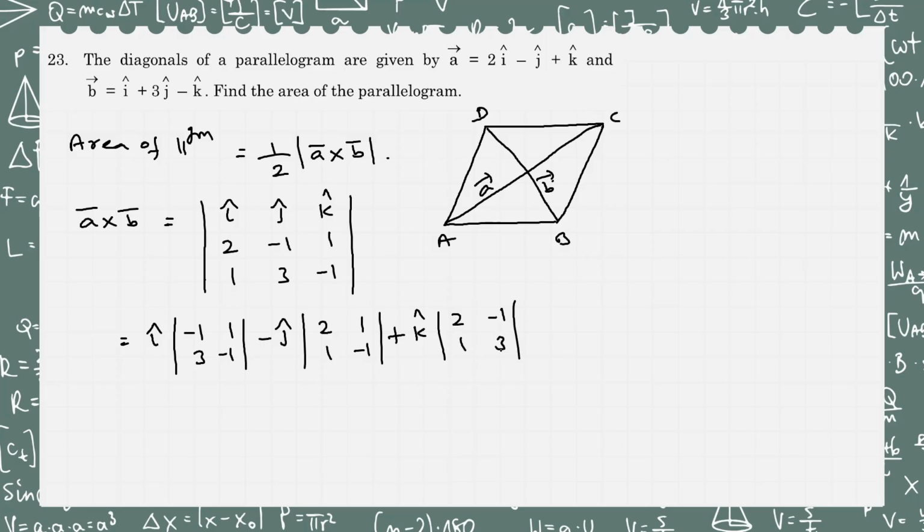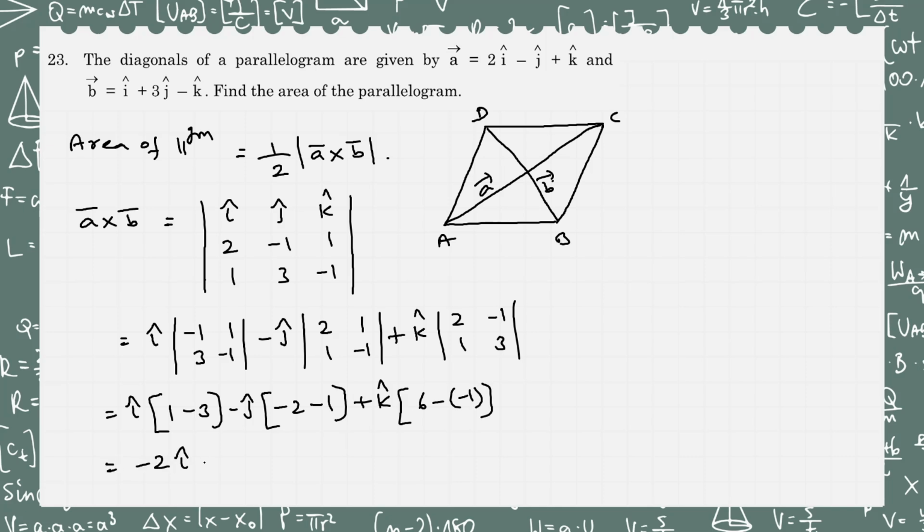So when we simplify, we get i cap into minus 1 into minus 1 plus 1 minus 3 into 1, 3, minus j cap into 2 into minus 1 minus 2, minus 1 into 1, 1, plus k cap into 2 into 3, 6, minus of 1 into minus 1, minus 1. So this will be minus 2 i cap plus 3 j cap plus 7 k cap.